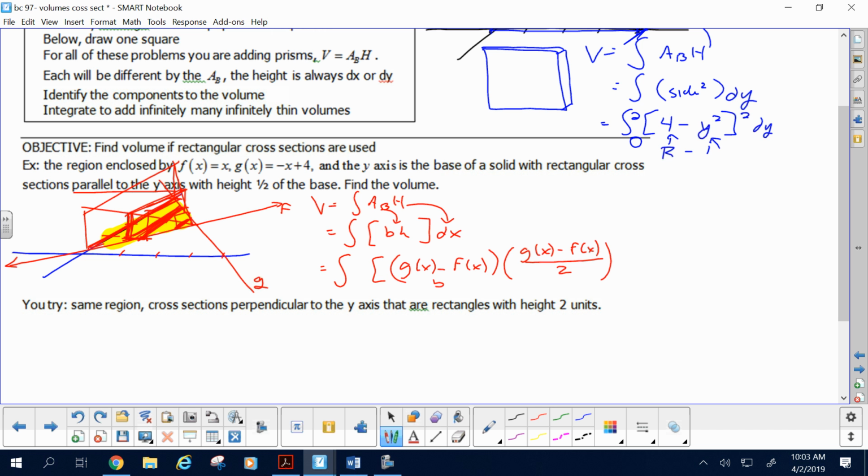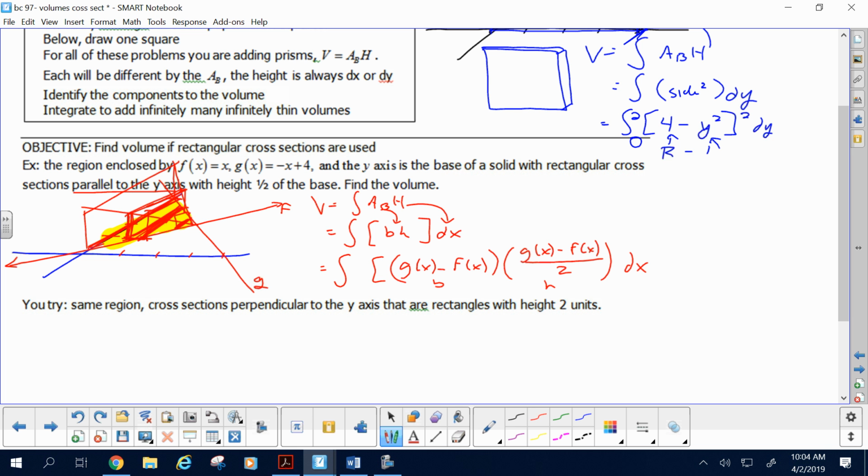Now keep in mind, I said height twice in this problem. There are really two heights going on here: the height of the rectangle and the height of the prism. Little h for the height of the rectangle, capital H for the height of the prism, which is a dx. The only thing we need on top of that are the limits of integration. You could probably just guess and check. What are they going to be? 0 to 2, yeah.